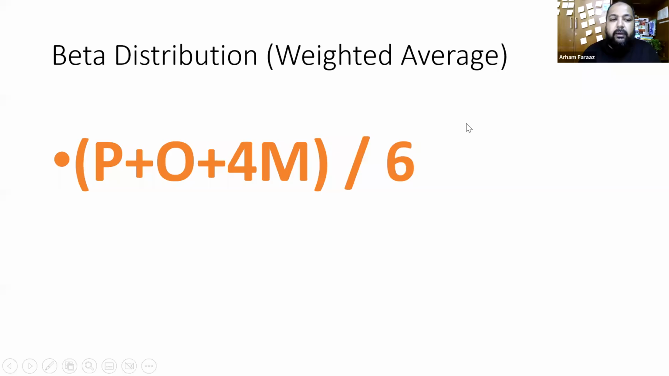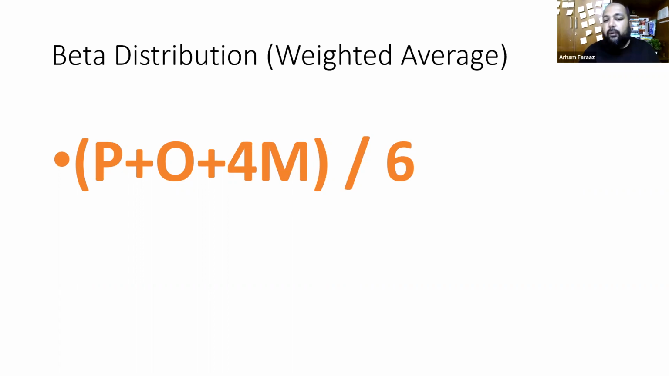Now let's go a little bit ahead and talk about beta distribution. Beta distribution is also called weighted average. For examination, remember both names. Here we give more weight to the most likely item, so the formula becomes P plus O plus 4M divided by 6.